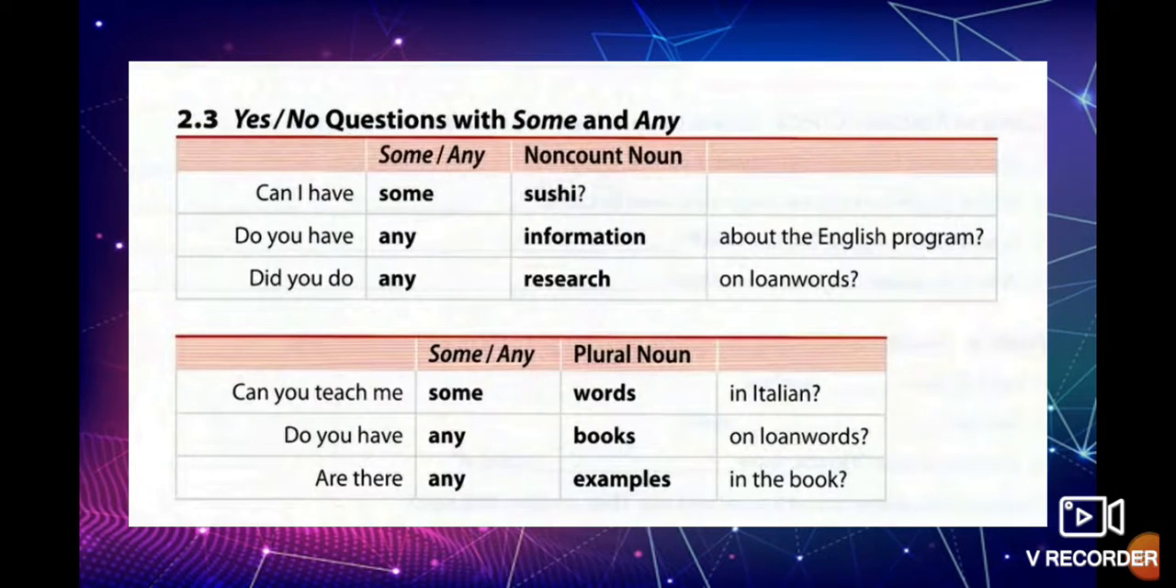The next one is 2.3, yes or no questions with some and any. Can I have some sushi? Do you have any information about the English program? Did you do any research on loanwords? In this case, you have noncount nouns, but you can use some and also any, but it depends.